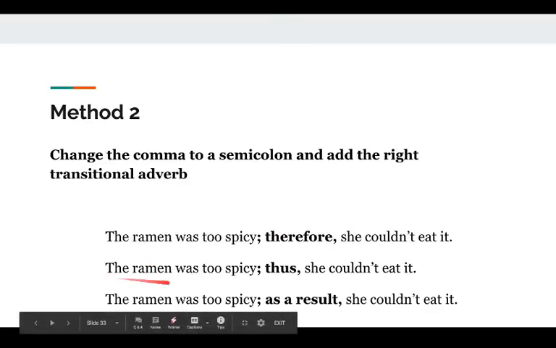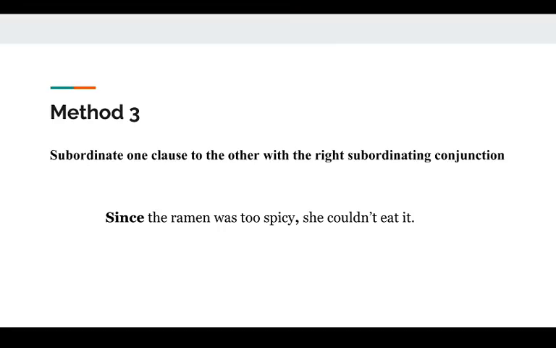The second sentence: the ramen was too spicy; thus, she couldn't eat it. The ramen was too spicy; as a result, she couldn't eat it. All three of these transitional adverbs are from the same category, I believe, the one that shows a result, or what happens.